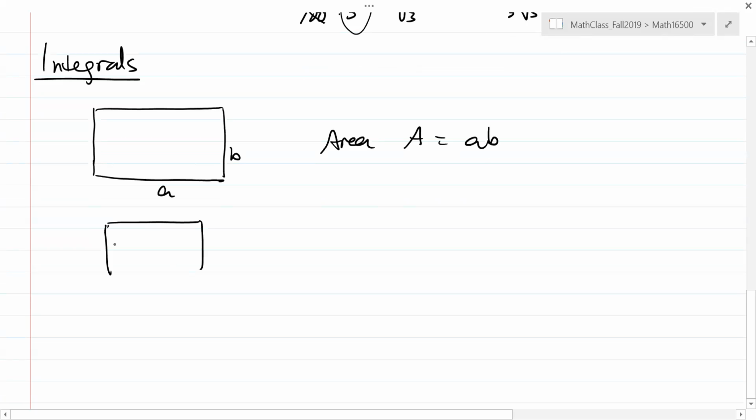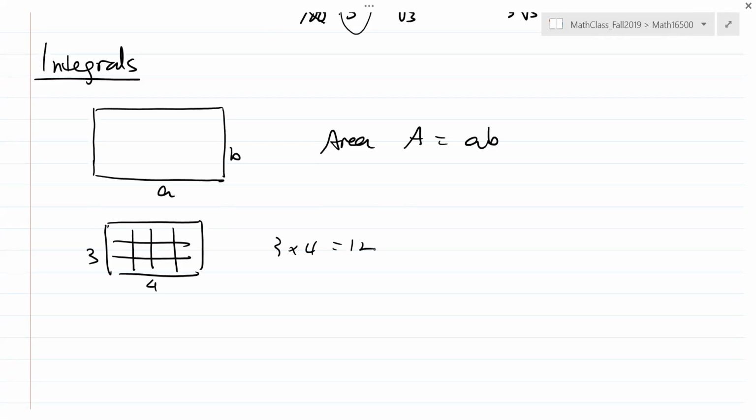If this is 1, 2, 3, and 1, 2, 3, 4, and this side is 3 and this side is 4, 3 times 4 is equal to 12. The geometric meaning of 12 is that you have 12 pieces there. So that's the reason the area, the product of the two sides, really tells you how large this rectangle is.